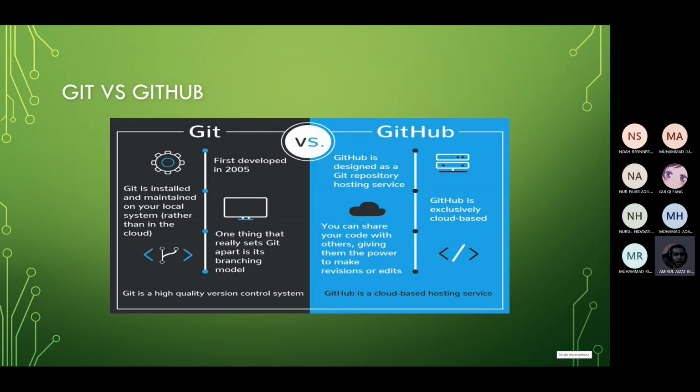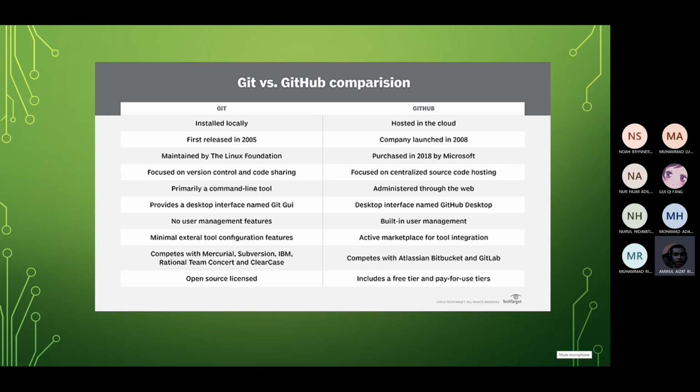Okay, next, what are the differences between Git and GitHub? Git is installed and maintained on our local system. GitHub is usually cloud based. So basically, Git is a high quality version control system, and GitHub is a cloud-based hosting service. So this is another difference: Git is installed locally, and GitHub is hosted in the cloud.